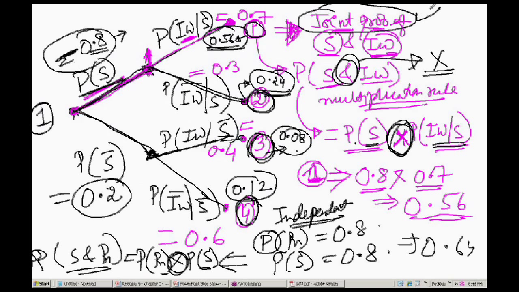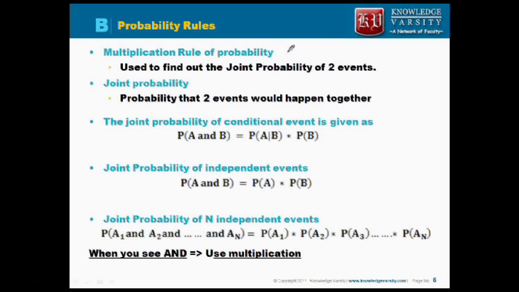So what we have is the joint probability of an event, which is denoted as the multiplication rule, and we use the cross multiplication sign for that. Multiplication rule for joint probability of two events: joint probability is that two events will happen together. Joint probability of a conditional event is given as P(A and B) is P(A given B) into P(B), that is, A is dependent or conditional on B.